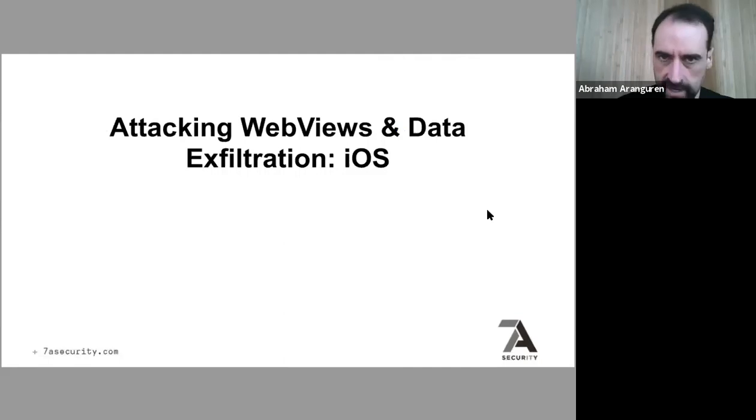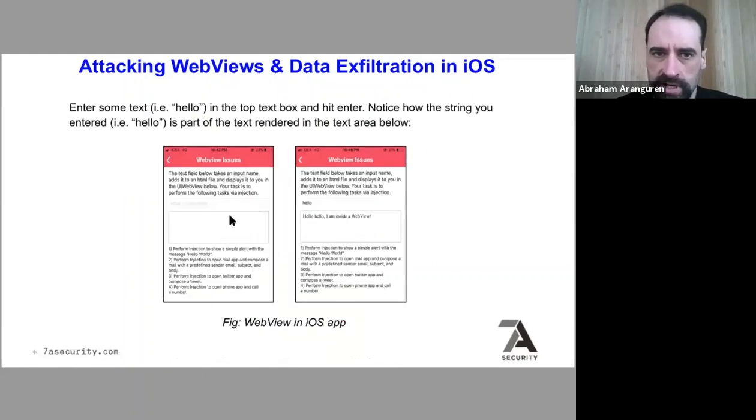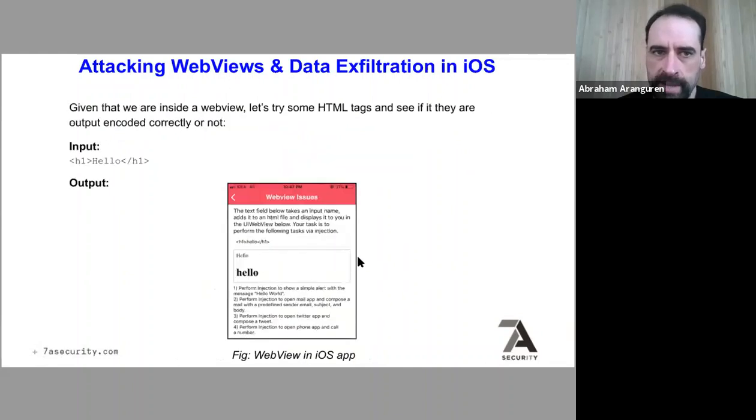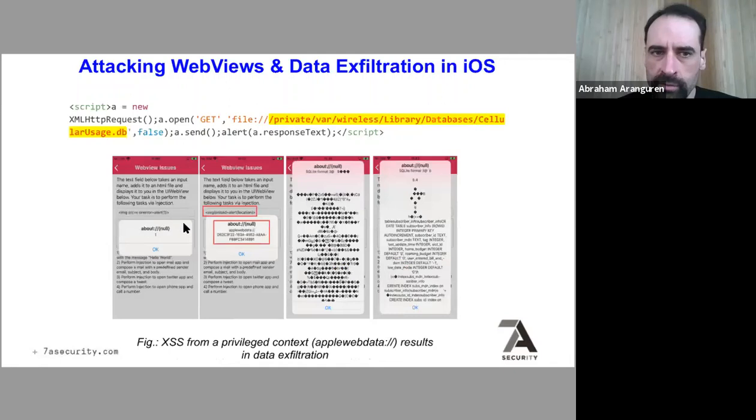So now let's give iOS some love, right? We're going to do the same thing. We are going to go to the Damn Vulnerable iOS App for this, go to WebView issues, start the test, and then we're going to try some payloads there. We're going to follow a similar methodology. So hello with H1, then we will try to read some local files. In this case, we're going to read the SQLite database for phone calls of the phone. And we will also try alert one and so on, right?